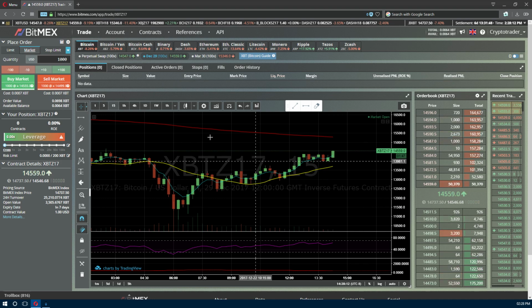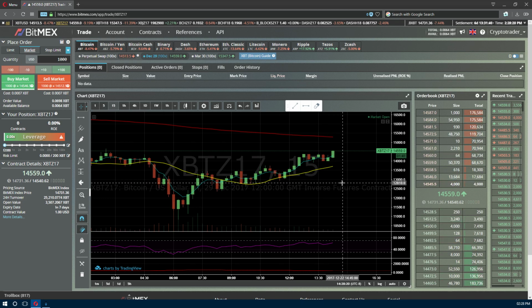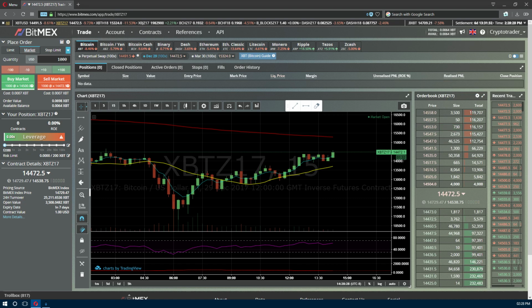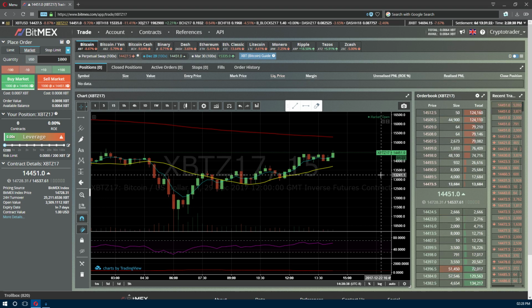So we got 1 minute left. This is a 15-minute. I can't pull out a 10-minute like I want. I thought I would, but I can't. BitMEX doesn't let you trade under 10 minutes, I don't think so. 1 minute 32, 33. One minute 26, 24, 1 minute 20.